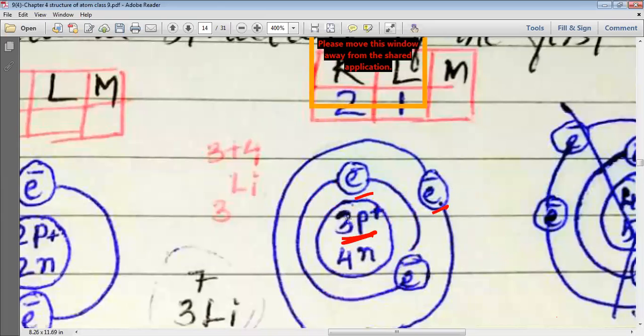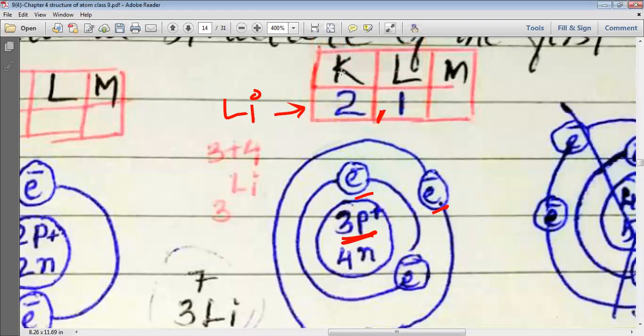So as it has 3 protons, it has 3 electrons. So the electronic configuration for lithium, my dear students, we can write as 2, 1. That means it has 2 electrons in K shell and 1 electron in L shell.